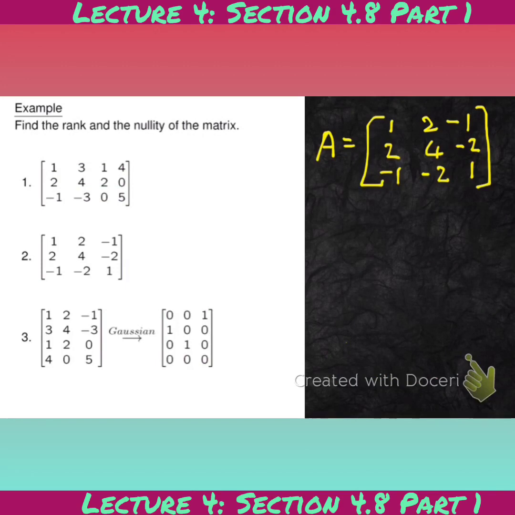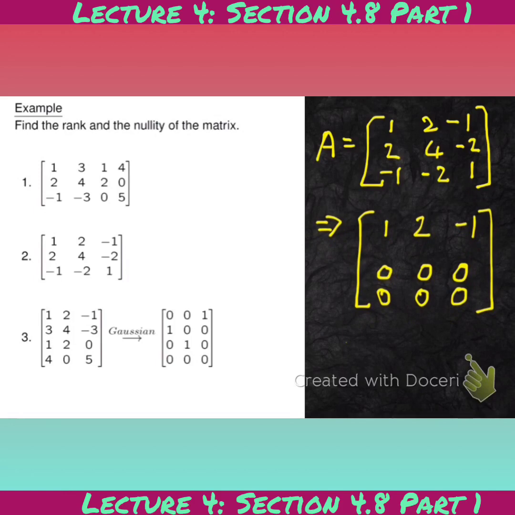Labeling the matrix of my second question as A, we can quickly reduce that by taking the first row and adding it to the last row. Then we take minus 2 times the first row and add it to the second row, and get my reduced row echelon form, which is that matrix there.